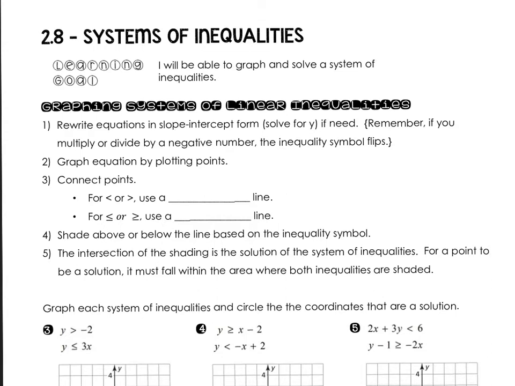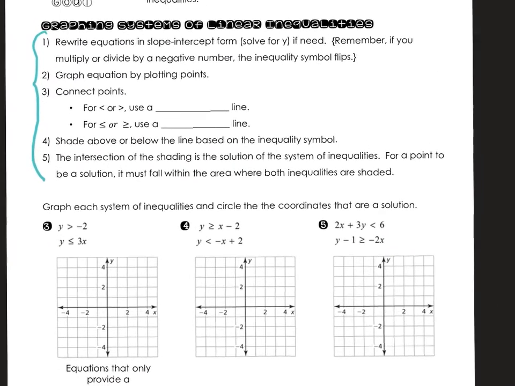All right, so systems of inequalities is what we're looking at today. So basically we're taking those inequalities that we graphed last time and doing two of them and seeing where the overlap is, okay? So here are steps that you can follow if you get stuck at all. And it's still basically the same thing as graphing them before, with the exception of there being two of them.